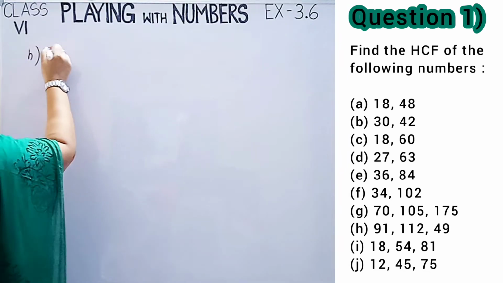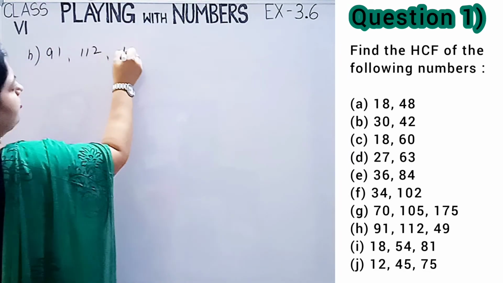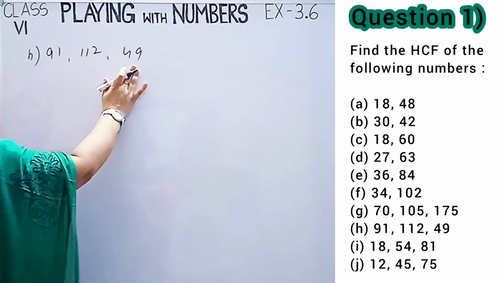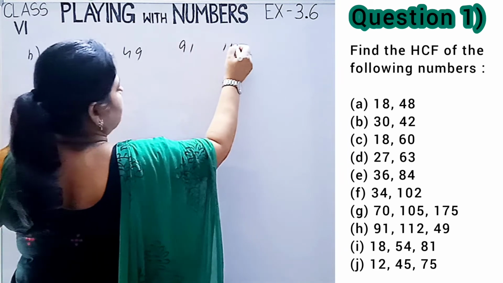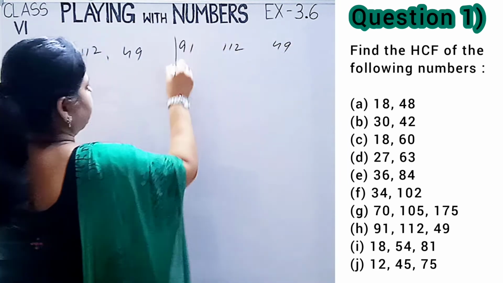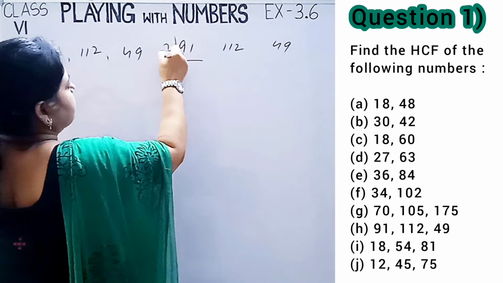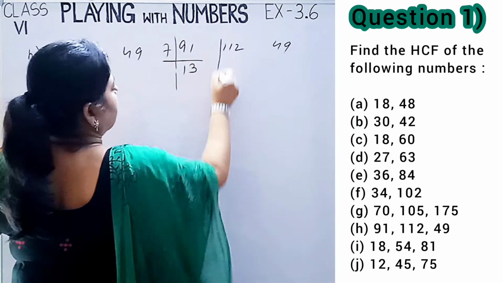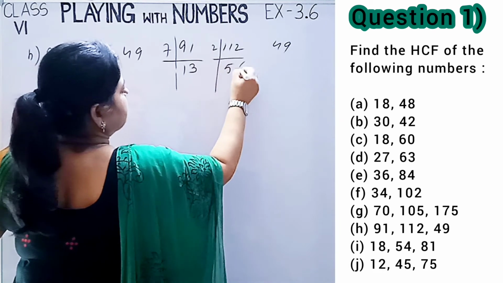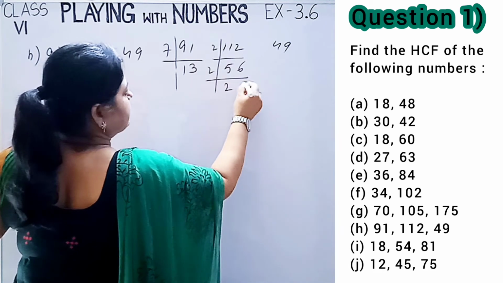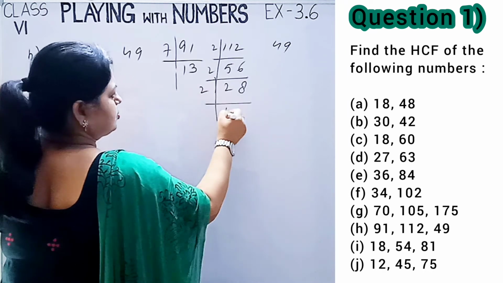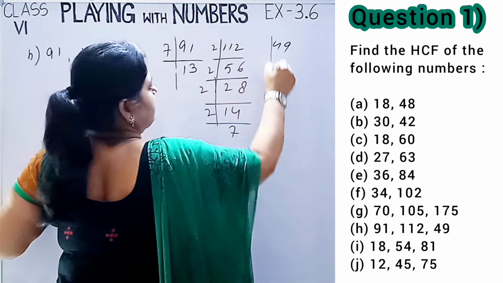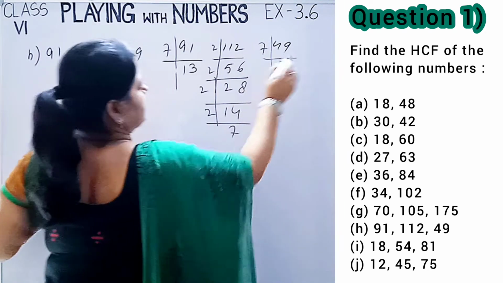H. 91, 112, 49. So let's do prime factorization of 91, 112 and 49. So 91, 112, 49. 7 1s are 7, 7 3s are 21. 2 5s are 10, 2 6s are 12, 2 2s are 4, 2 8s are 16, 2 1s are 2, 2 4s are 8, 2 7s are 14. Now 49, 7 7s are 49.